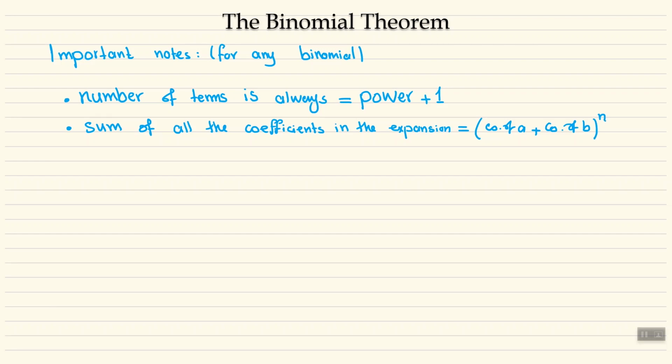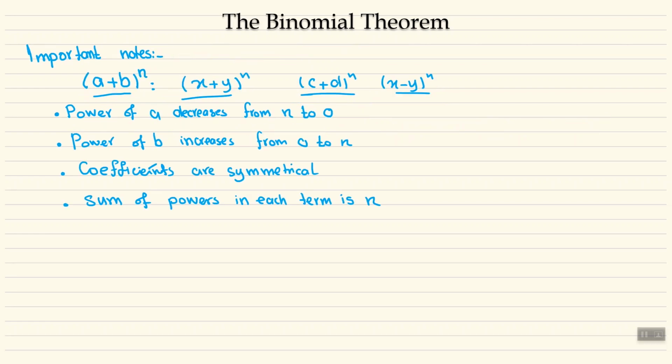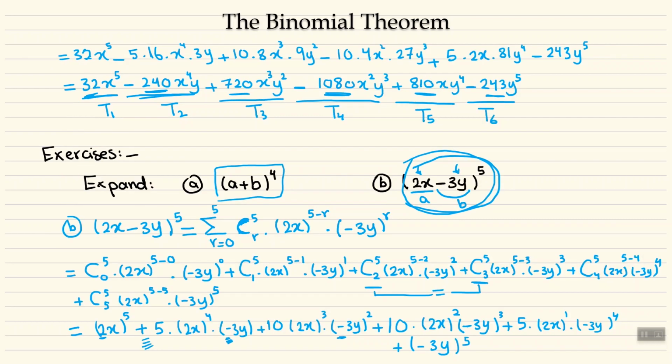So what do we mean by this one? Let's see. Now look at this, guys. It's okay if you have a calculator next to you now. Look at this. What are the coefficients in this expansion? Let's add them together. There are 32.